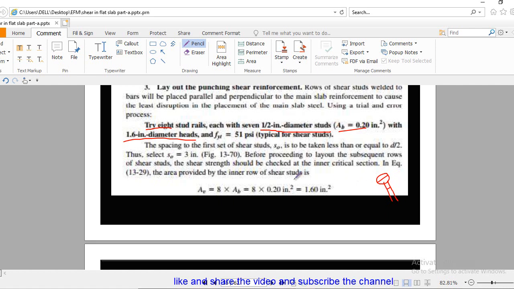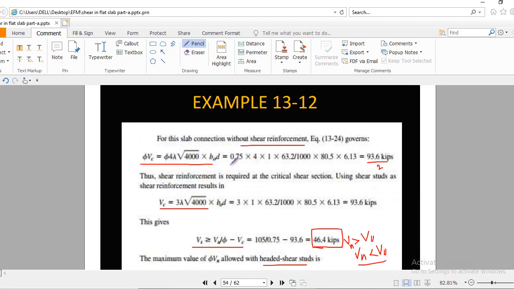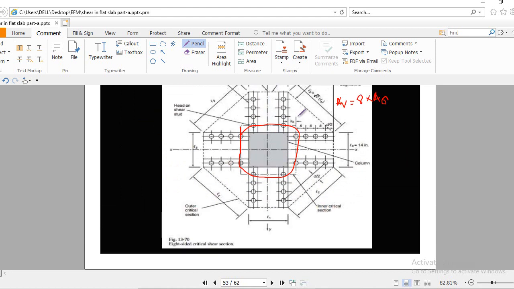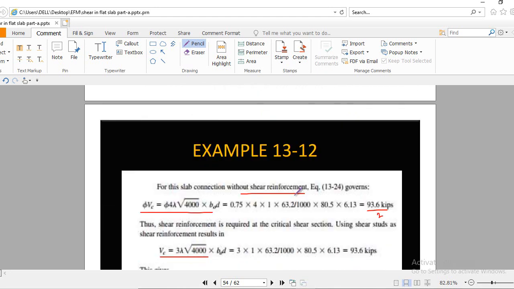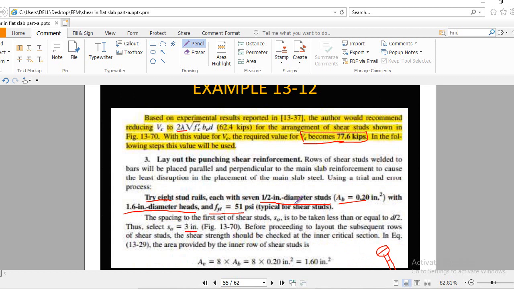Clear? Now, the fyt of the stud will be 51 ksi. We already explained it in lecture number 11. The spacing to the first set of shear studs s0 is to be taken less than or equal to d by 2. Thus s0 is 3 inch. You see here, this is s0. It should be less than d by 2, or 3 inch. These are the ACI criteria.